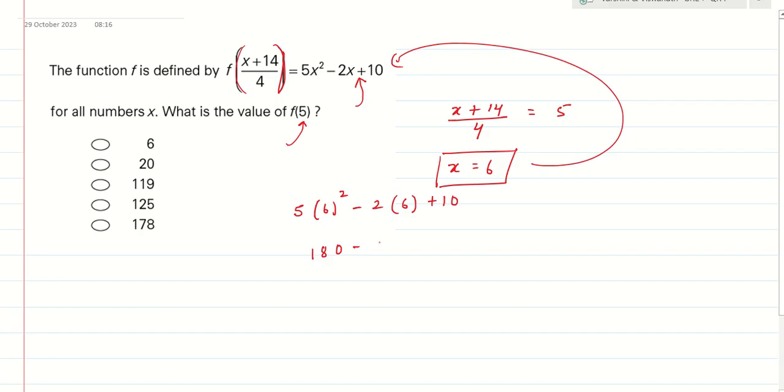Negative minus 2. So 178 in my answer. Very good. Let's go for, oh, function is done. We'll try one more topic.